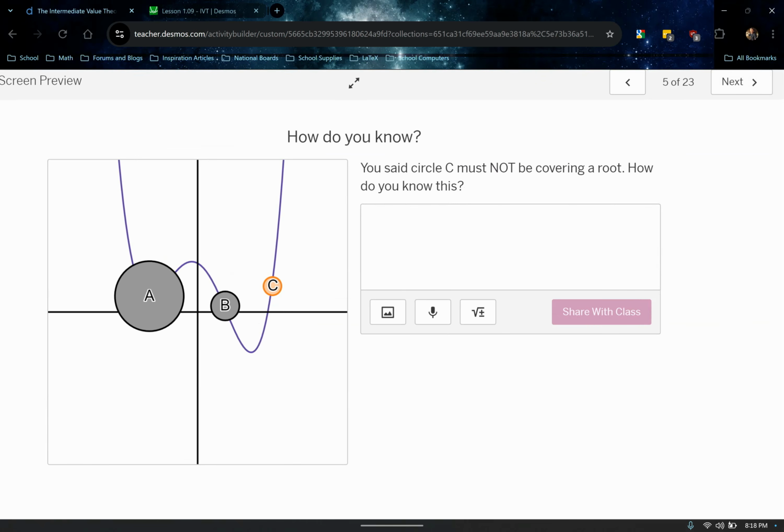Okay, he said C must not be covering a root. Well, think about the y values, right? Below C we have like 0.8 for a y value. Above C we have like 3.2. I think there's probably no 0 y value in there, right?